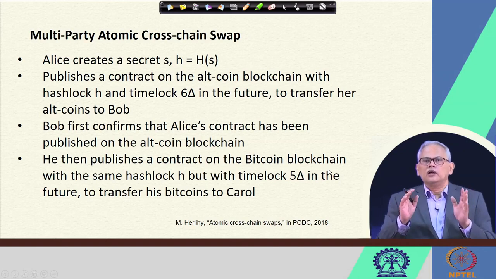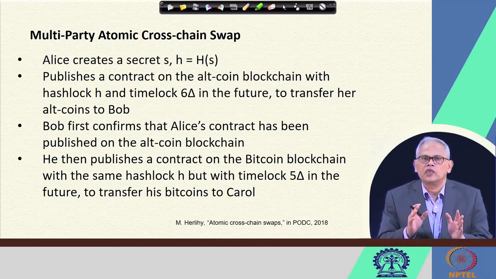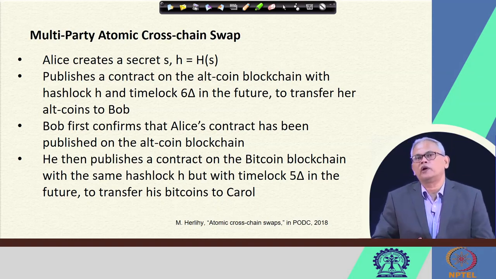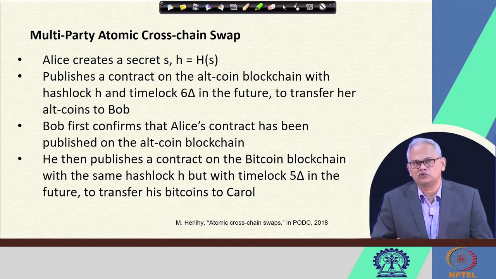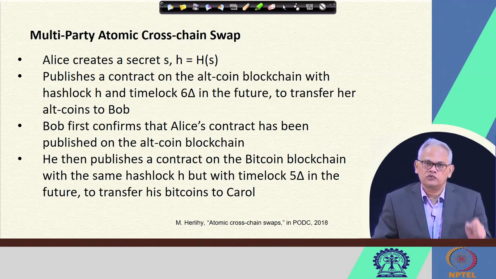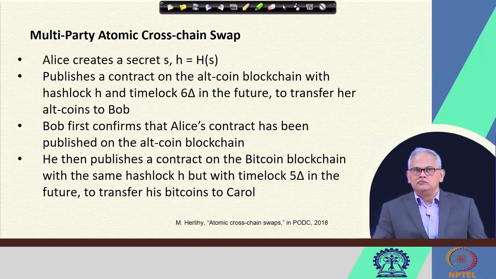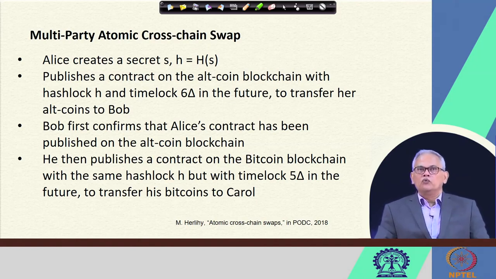So, it goes in steps which are exactly similar to the ones we discussed for the two party swaps. Instead of that, we have these three party swaps. What happens, like in that example, is that Alice would create a secret S and then compute its hash, which is say H. Now, Alice would publish a contract on the altcoin blockchain network, which will be an HTLC, a hash time lock contract, as we discussed, with hash lock H and a time lock of 6 delta in future.